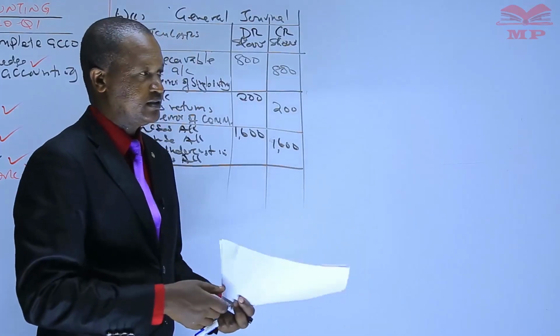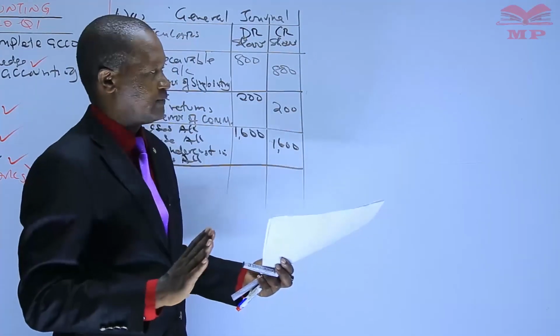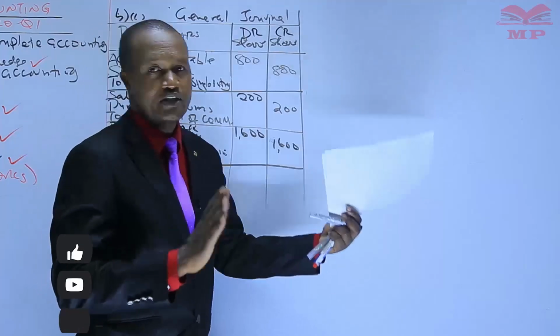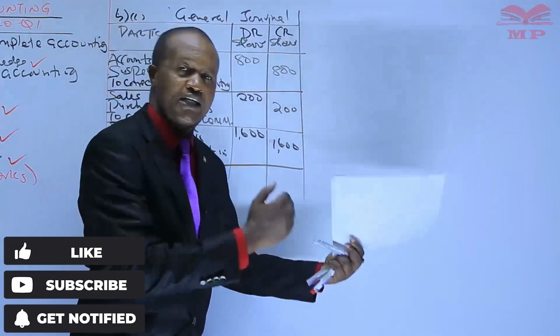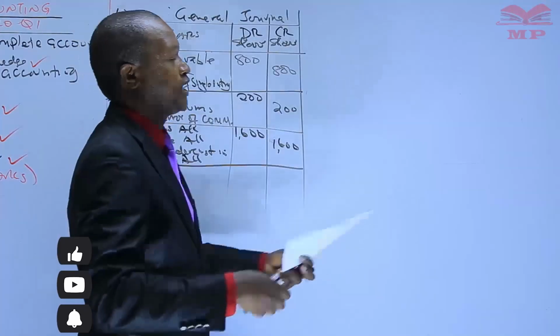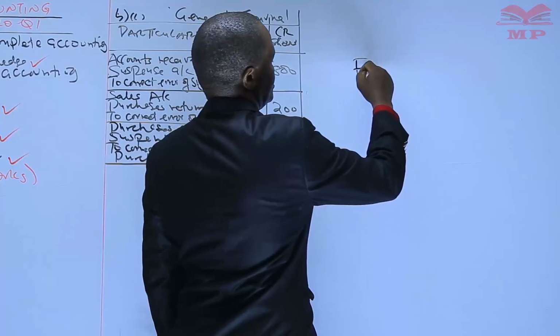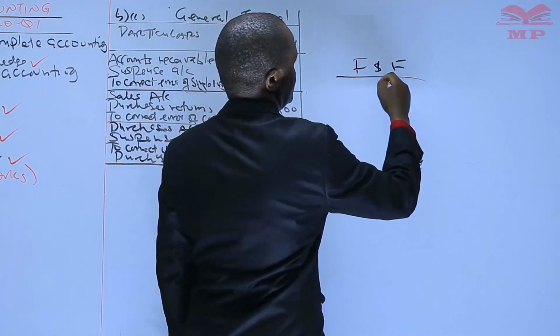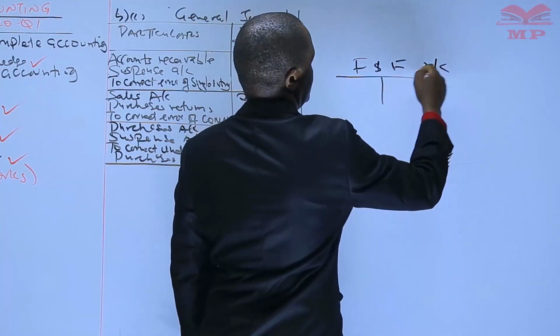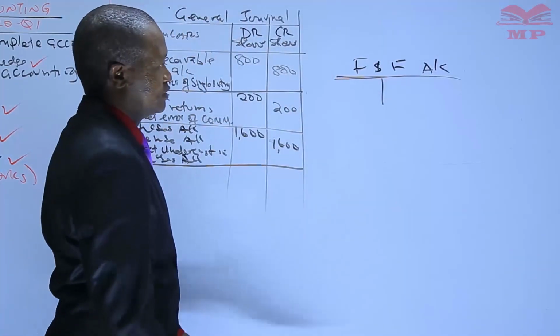When you buy assets, which accounts are affected? The accounts affected are the respective asset account and bank or cash. So these are fixtures and fittings account. Okay?